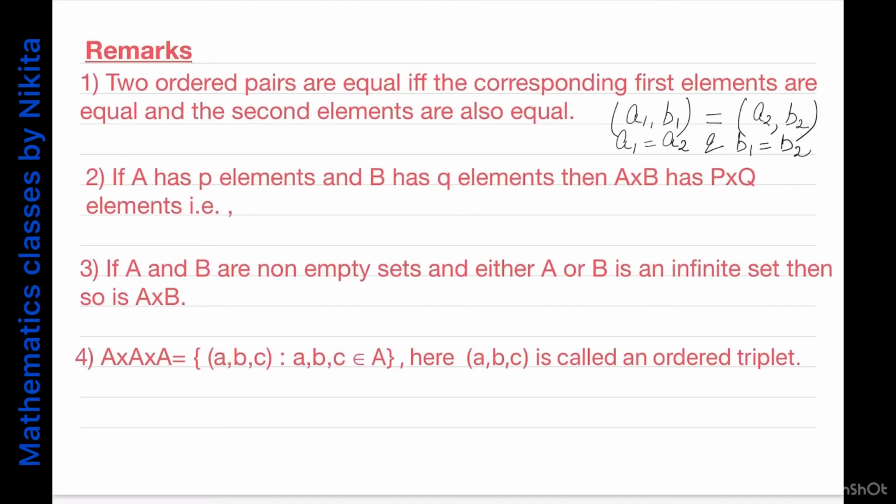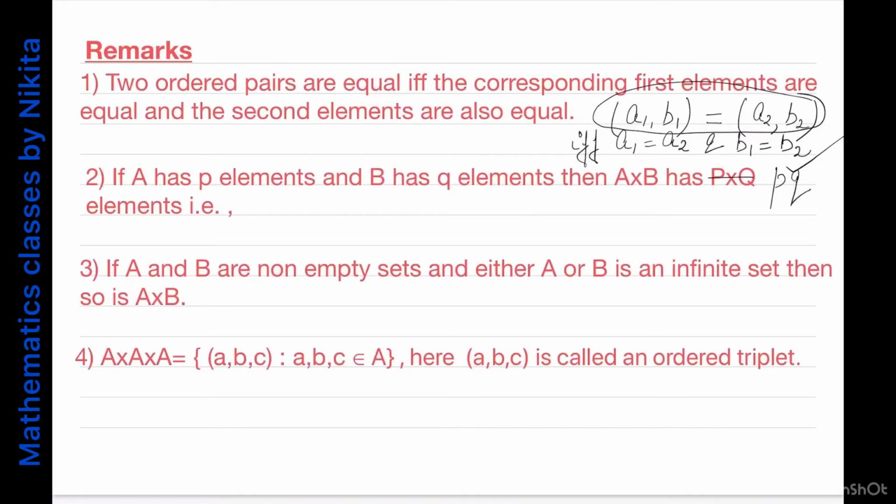Okay, so we have if and only if. If this statement is true, then the second statement is true, and if the second statement is true, then the first statement is true. Second remark: if A has P elements and B has Q elements, then A cross B has PQ elements. So PQ means the product.